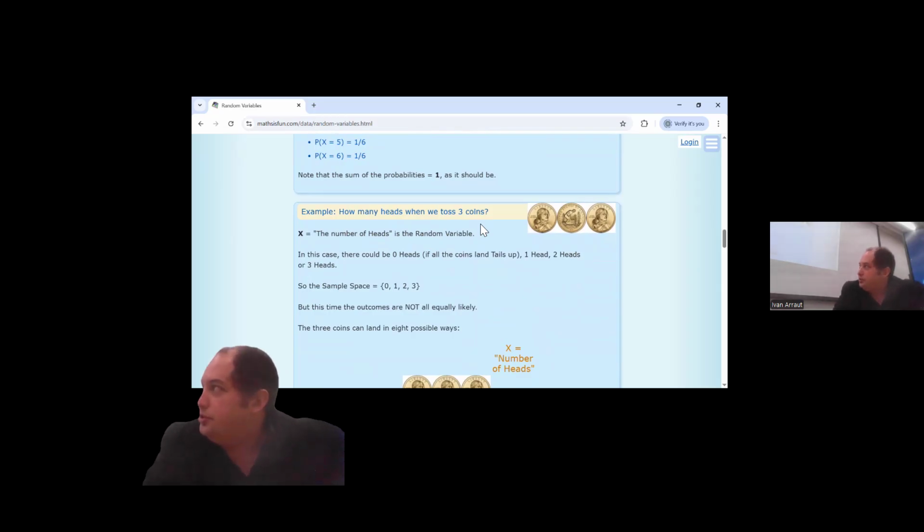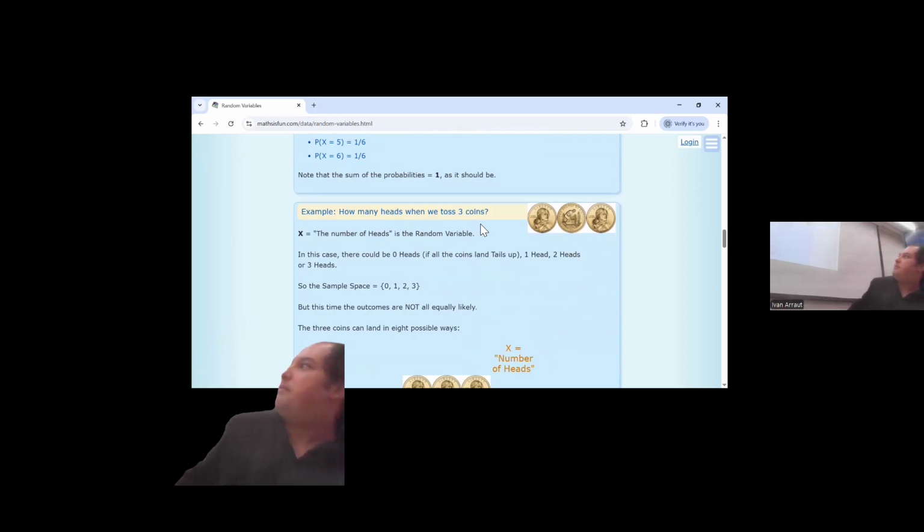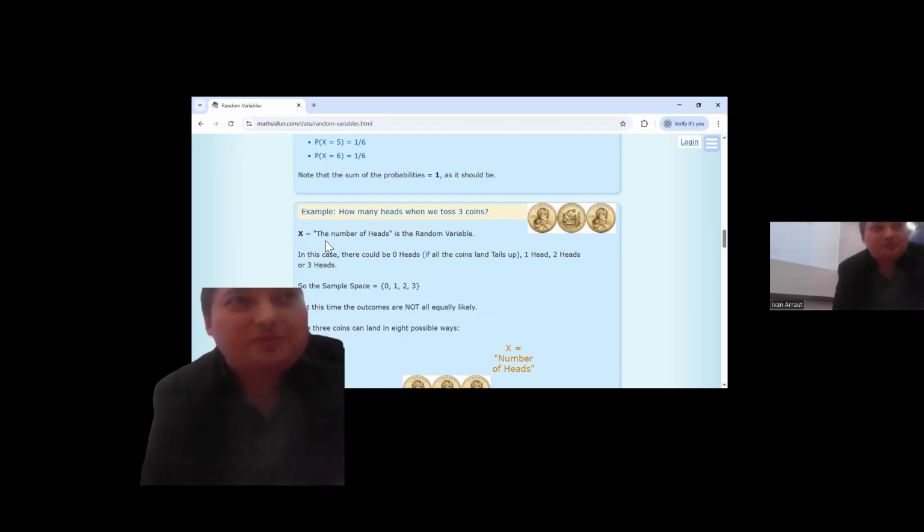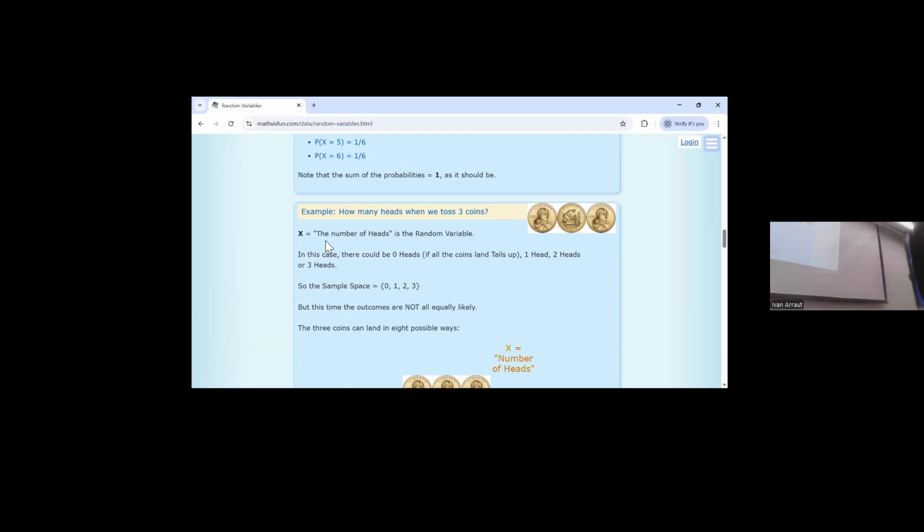And then somebody asks you define x to be the number of heads. So what are the possible values of x? In this case, if x defines the number of heads. Okay, let me get it here or bring it here.